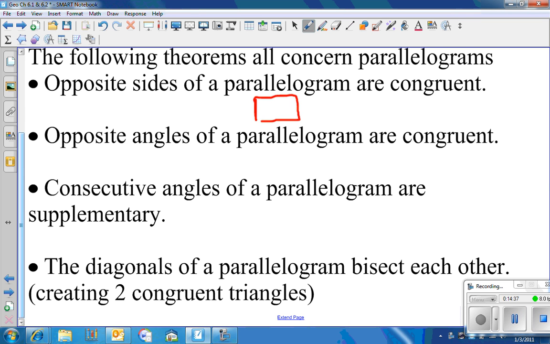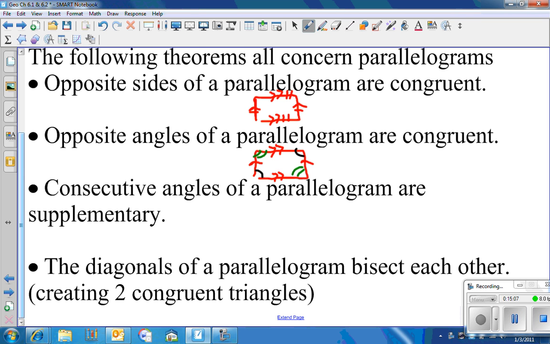So in other words, opposite sides of a parallelogram are congruent. So in a parallelogram, these sides are parallel, they also have to be congruent. These sides are parallel, and they also have to be congruent. Opposite angles of a parallelogram are congruent. So if it tells you that it's a parallelogram, you know that opposite angles are congruent. This angle and that angle are congruent. These angles right here are congruent with that.